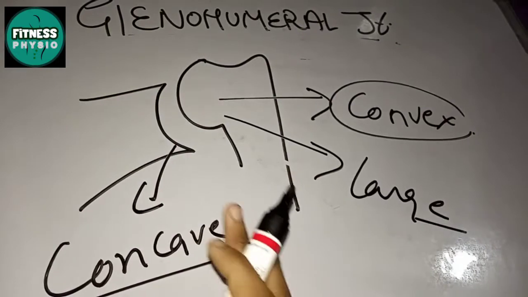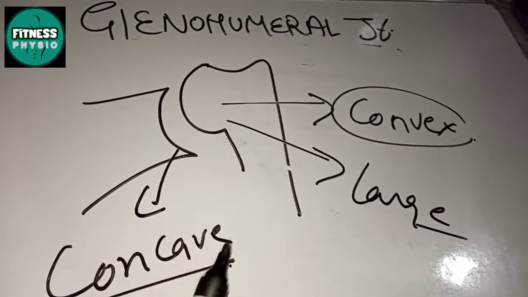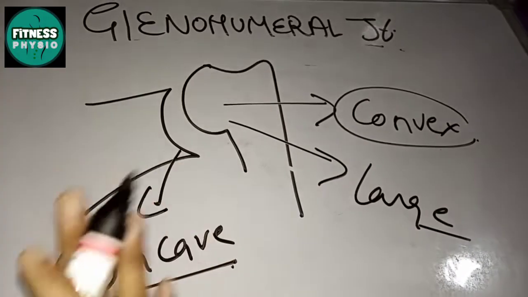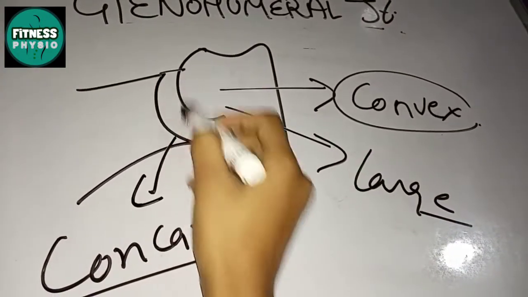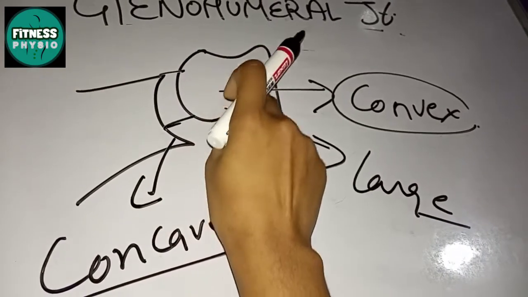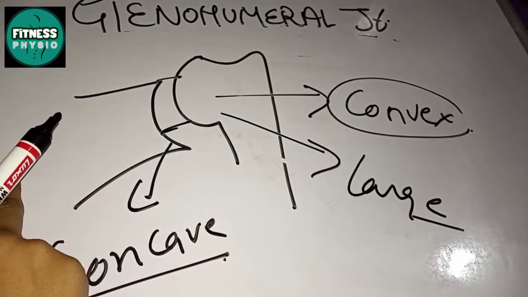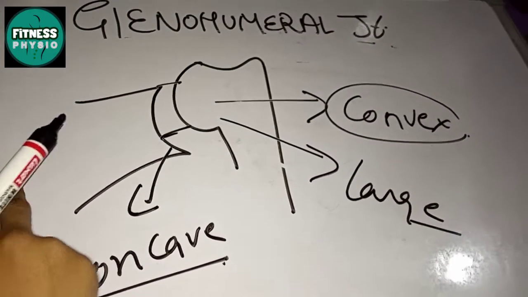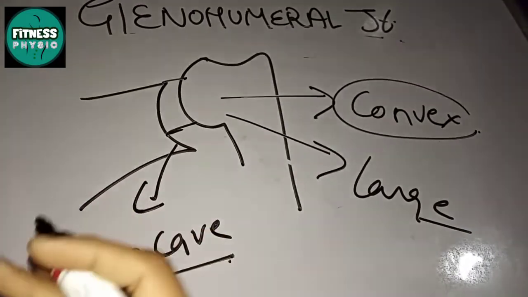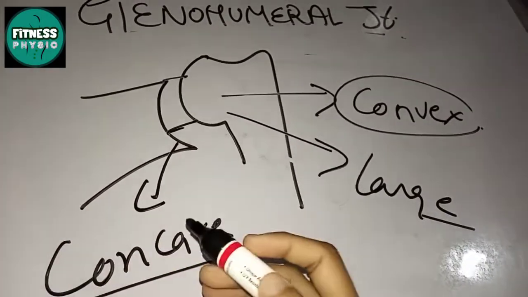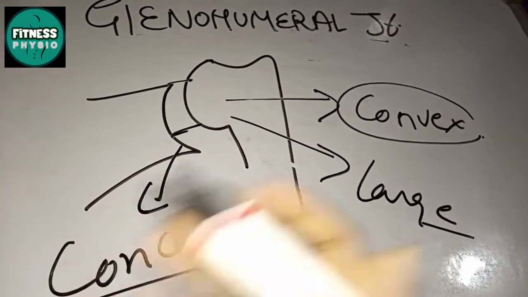So do you say this joint is a congruent joint? No, it's not a congruent joint. It is an incongruent joint. Why am I saying this? Because the head of the humerus is larger than the concave surface of your glenoid fossa, so there must be something which is going to make your joint stable. So there are ligaments, capsule and labrum, which we will be discussing next.